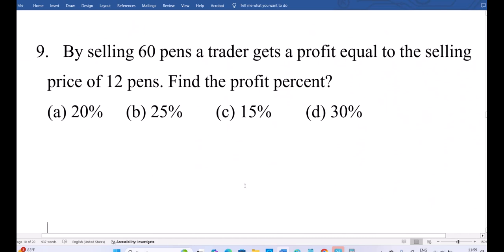Now see this question, profit and loss. By selling 60 pence, a trader gets a profit equal to the selling price of 12 pence. Find the profit percentage. Again, a good question. Similar to this, we already discussed in regular classes. Now just look into this. By selling 60 pence, a trader gets a profit equal to the selling price of 12 pence. Find the profit percentage.